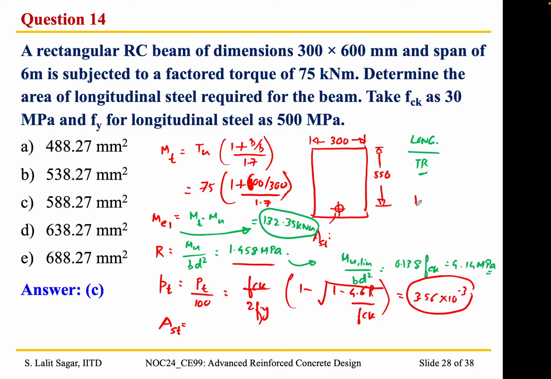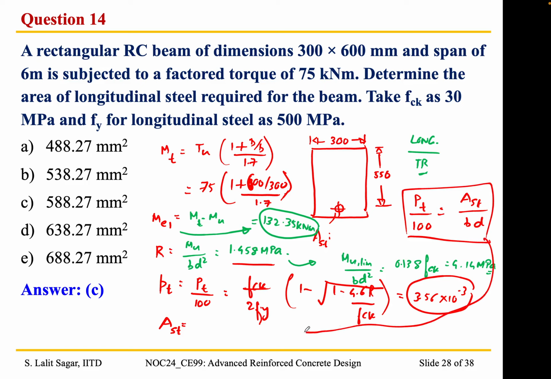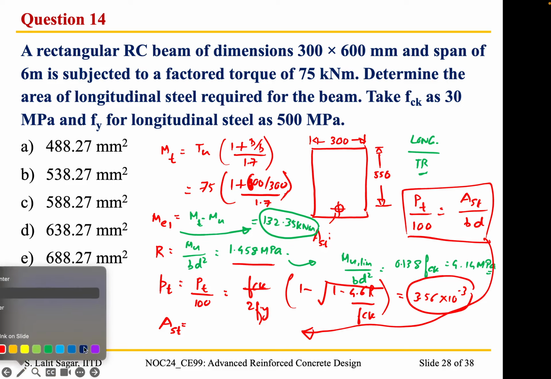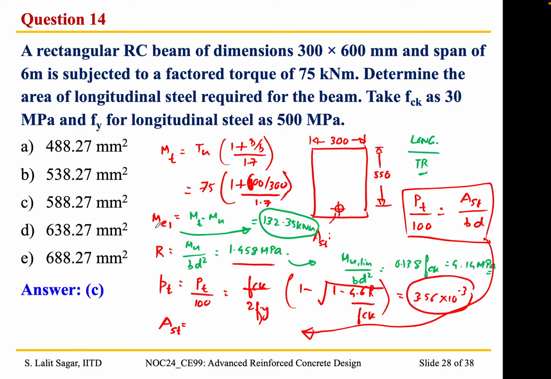So this Pt by 100 is nothing but Ast by bd. So when I plug the values of b, d and Pt, I will obtain the value of Ast. Let me write the answer in a different ink. So when I substitute all the values, I ultimately got a value of 588.27 mm square. So option C is the right answer.